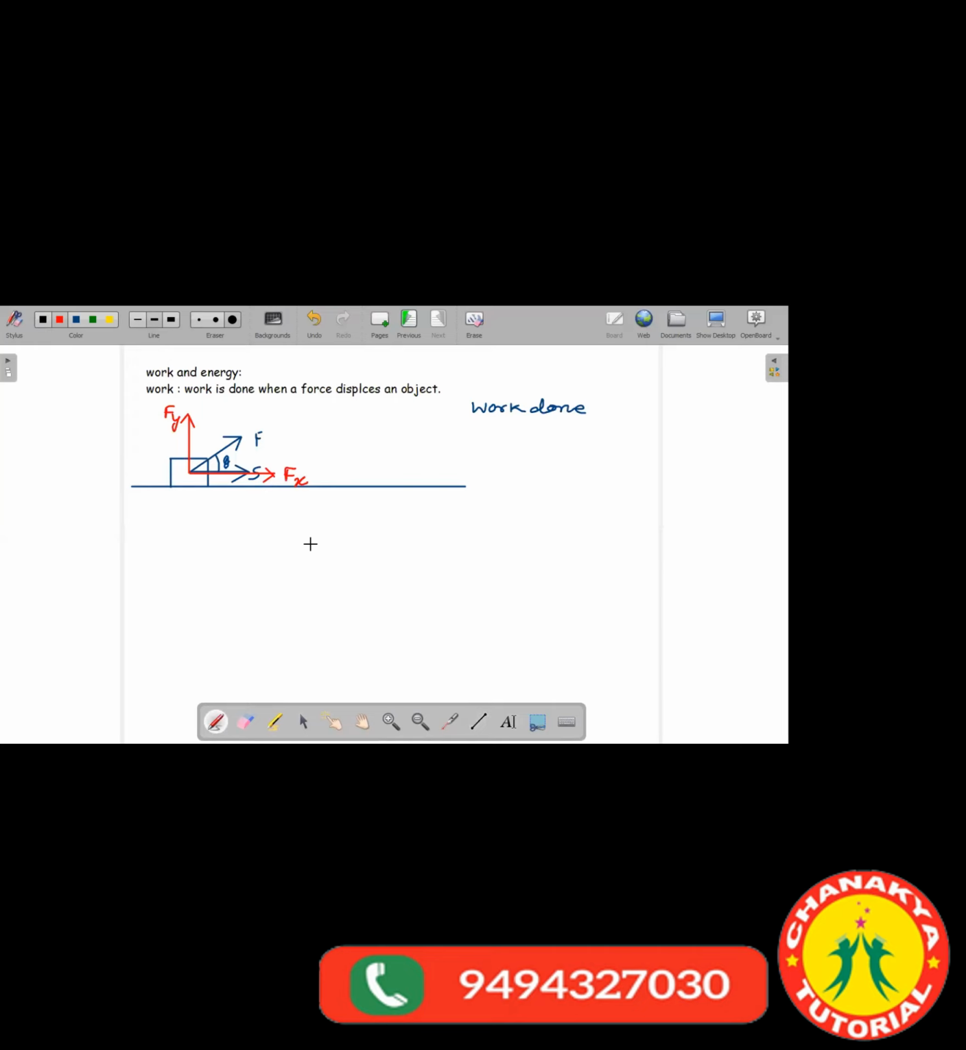Okay. So which component of the force do you think is responsible for the displacement? Force along the y direction or force along the x direction? Why? Force along y direction?